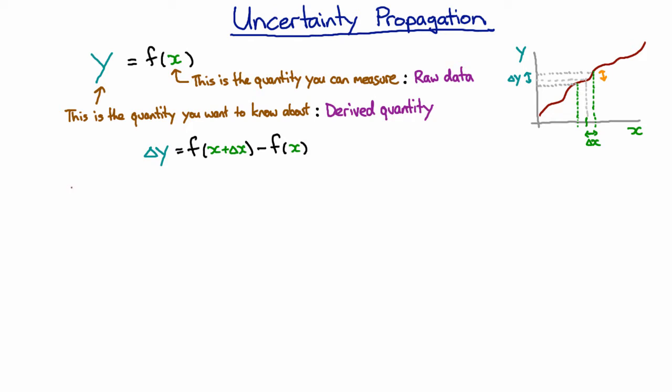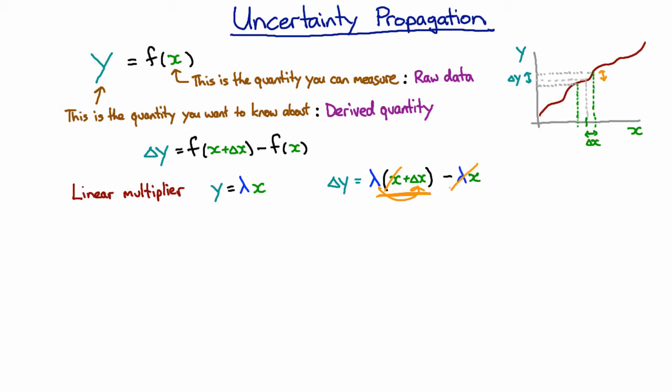So let's look at a few cases. Firstly, let's look at a linear multiplier. In other words, what if y is just some multiple of x? Then if we use this formula here, if we expand out this bracket, we're going to get lambda times x and lambda times delta x. And the lambda x is going to cancel with this lambda x, and we're just going to be left with the other term.